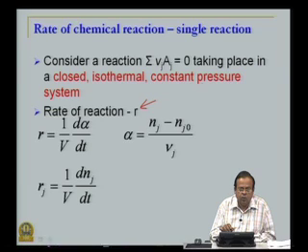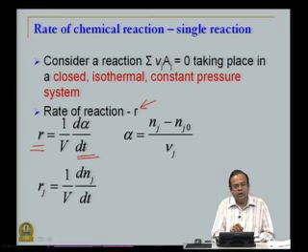Later on we will talk about reactions in open systems such as continuous stirred tank reactors. For that, we have a definition of a rate of reaction which is slightly different, but for a closed isothermal constant pressure system, the rate of reaction is given as the rate of change of extent of reaction d alpha dt normalized by the volume of the reacting mixture.